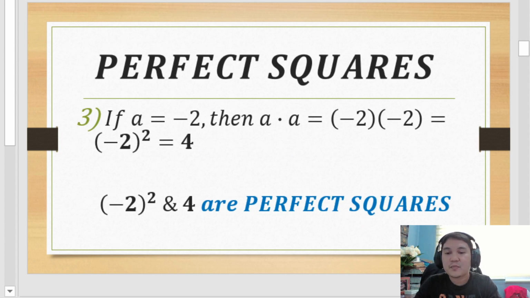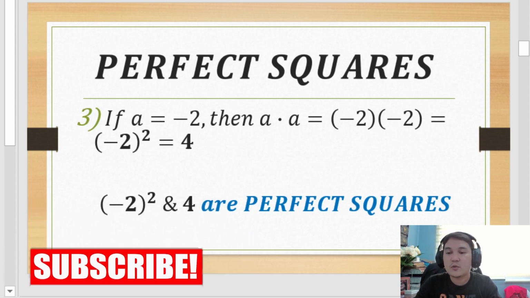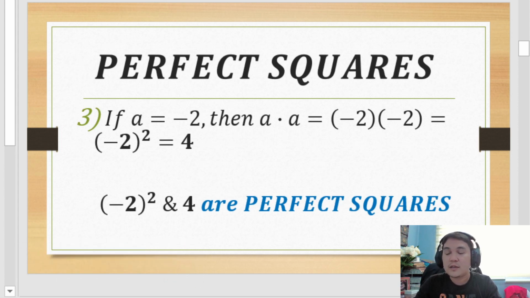Number 3. If A is equal to negative 2, then A times A is equal to negative 2 times negative 2. And the exponential form of negative 2 times negative 2 is the quantity of negative 2, squared. And to simplify that, that gives us positive 4. So negative 2 squared and 4 are perfect squares.